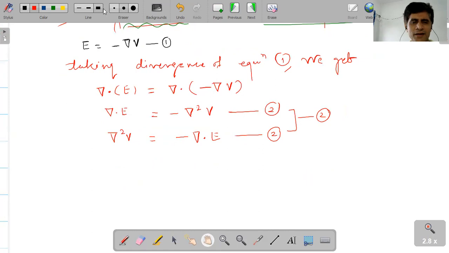Therefore, see, I will shift. Yes, but I will use a color. Okay.